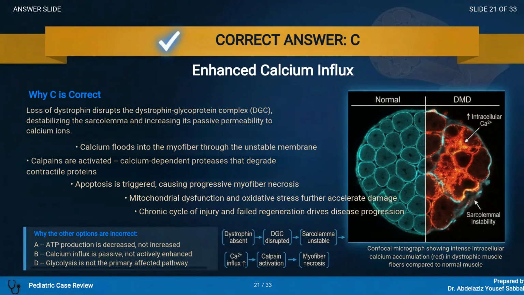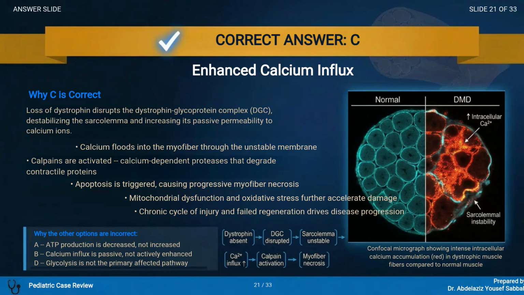Loss of dystrophin disrupts the dystrophin glycoprotein complex, destabilizing the sarcolemma and increasing its passive permeability to calcium ions. Calcium floods into the myofiber through the unstable membrane. Calpains, which are calcium-dependent proteases, are activated and degrade contractile proteins.